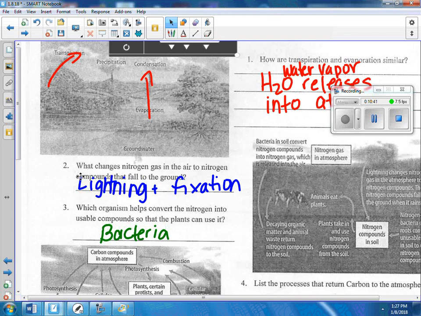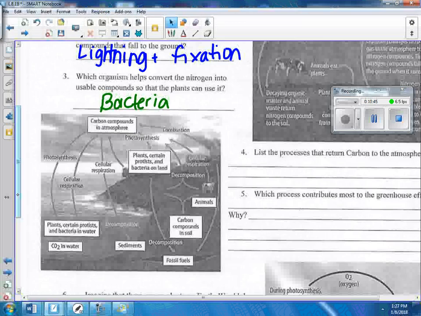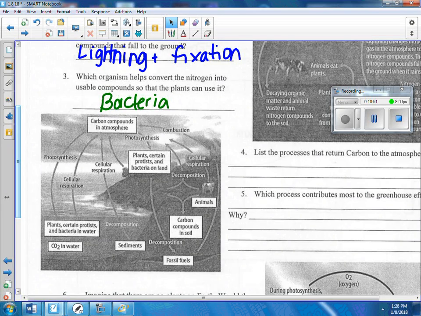Lightning. Okay. In the next piece, you have to look at the arrows again. List the processes that return carbon into the atmosphere. So which direction do the arrows go? They go up or they go down? Jared? They're going up. So we're only looking for arrows that are going up. Somebody give me one arrow that's going up. Go ahead.